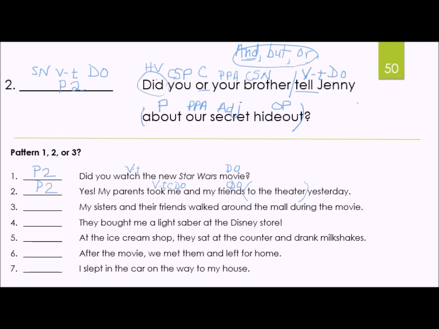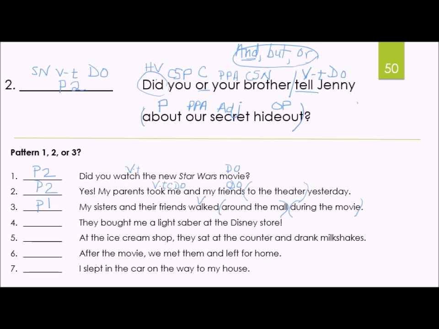My sisters and their friends walked around the mall during the movie. What's the action in the sentence? Walked. Walked what? Is there any answer? Is there a marathon, a path? No. It says around the mall, and you know that's a prepositional phrase. And during the movie is another prepositional phrase. There's no direct object, so this is a pattern 1.